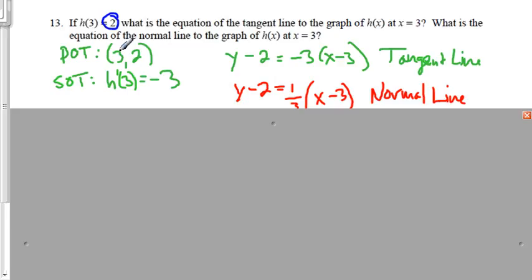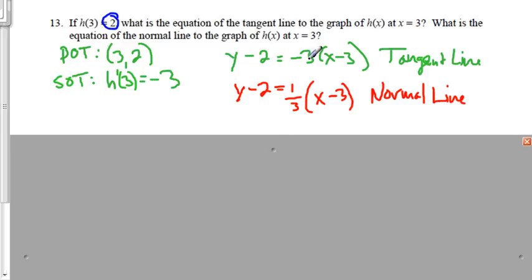Right here, so now I know my point and I know my slope, so I'm going to use point slope form to find the equation of the tangent line: y minus 2 equals negative 3 times x minus 3. And then they ask what is the equation of the normal line? It's still going to be at the same point, it's just that where my slope of the tangent line was negative 3, the slope of the normal line is going to be the negative reciprocal, which is positive 1/3.